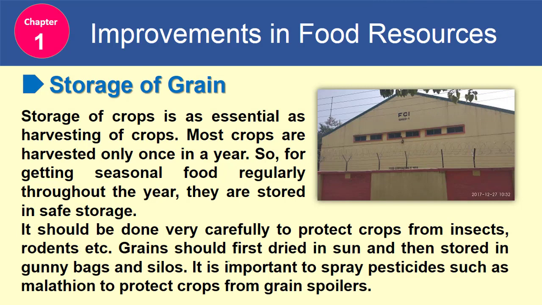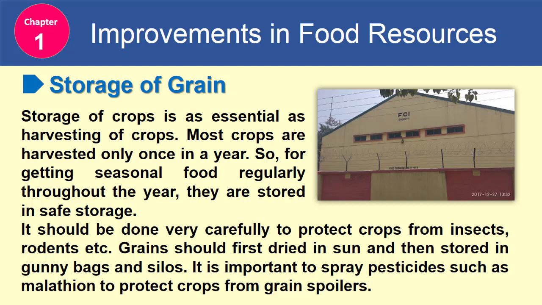Next is storage of grain. Storage of grain is as essential as harvesting of crops. As we know, most crops are harvested at a specific season. They are not harvested the whole year. So it is very necessary to store them carefully so that they cannot be affected by insects, termites, etc. For getting seasonal food regularly throughout the year, food is stored in safe storage.